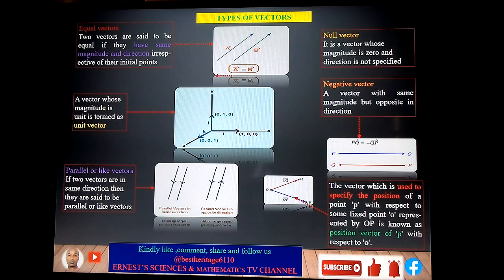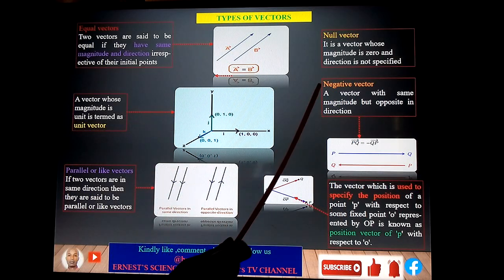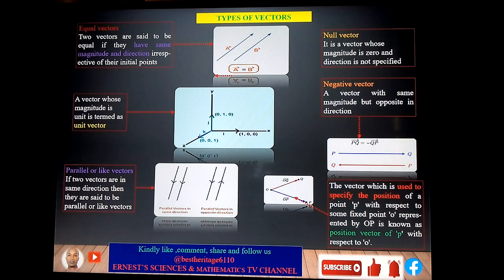The second category of vector is what we refer to as a null vector, and these are vectors whose magnitude is equal to 0 and the direction is not specified. So these are referred to as null vectors.